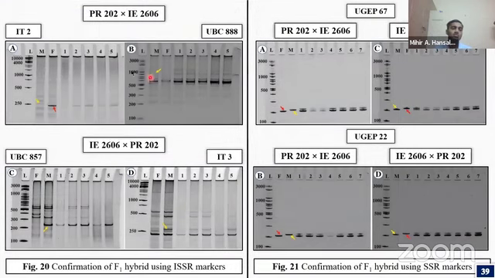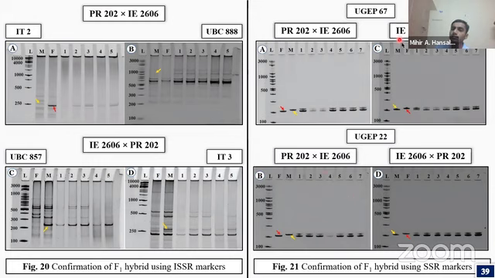ISSR markers also give the same, like somewhere they give bands in all the F1 hybrids, like in UBC 857, whereas somewhere they do not give reliable results. But the confirmation of F1 hybrids done by SSR markers, in the first cross where the UGEP67 primer was used, gave one specific band in male and one specific band in female, and both bands come in all the F1 hybrids. And in the same cross the UGP22 primer was used, and it gives the same result.